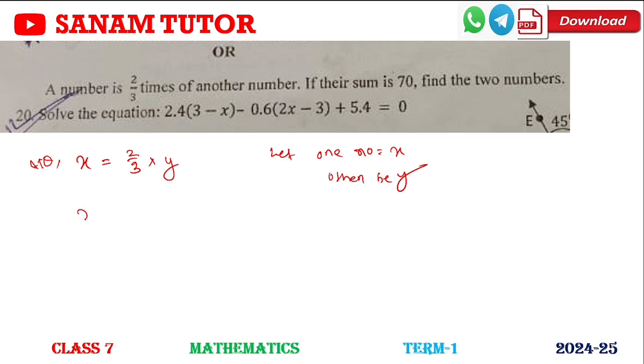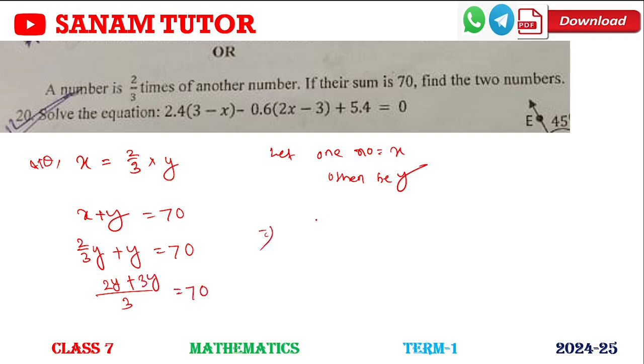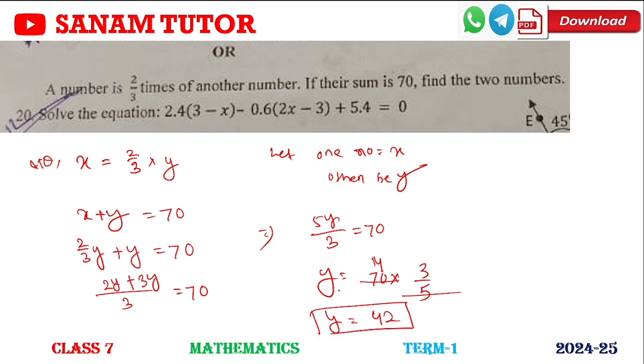So we can write x plus y is equal to 70. So in place of x we can write 2 by 3 y, plus y equal to 70. Now take LCM 3, that is 2y plus 3y equal to 210. Now 5y divided by 3 equal to 70, y equal to 70 into 3 by 5, 14 and 3 is 42. So y equal to 42, which means the other number is 42.